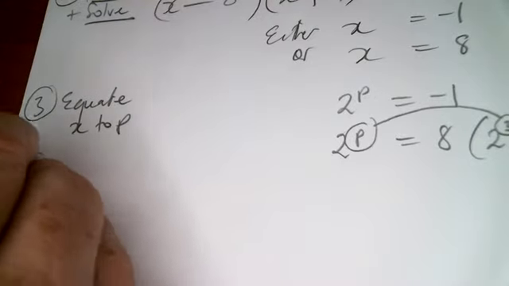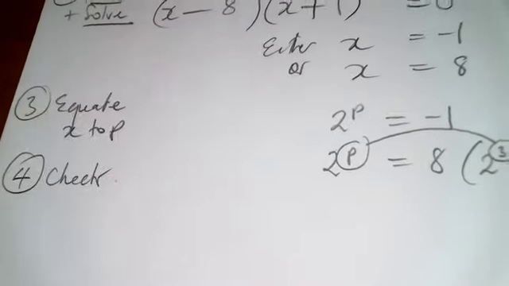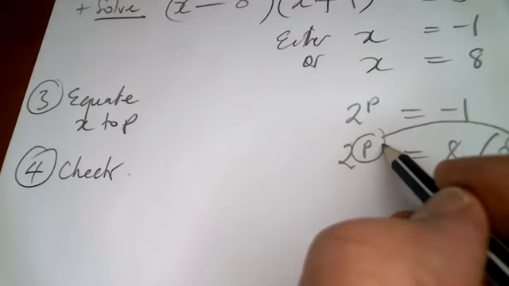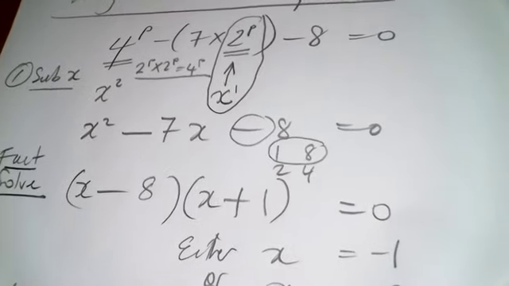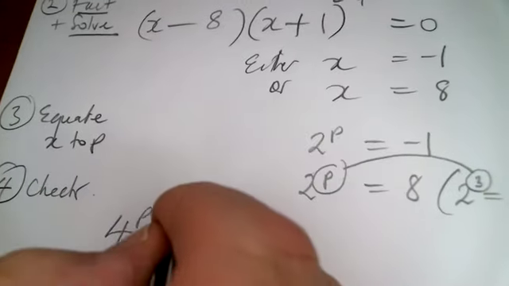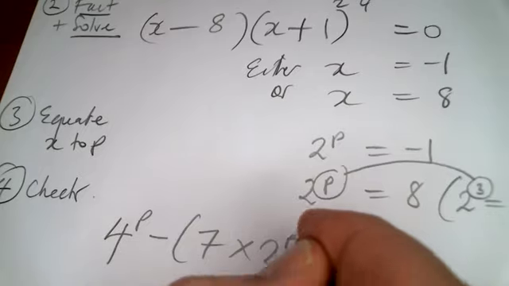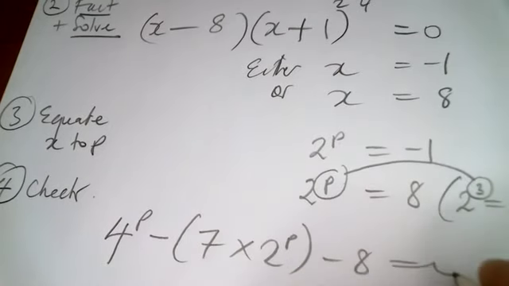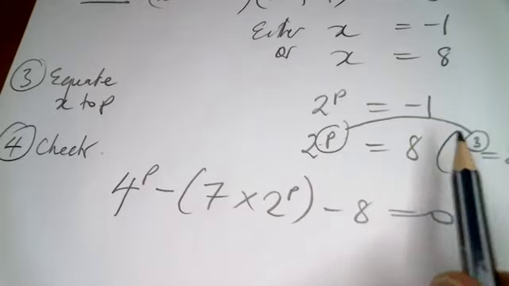When I say could be, notice that was step 3. Step 4 is we're going to check. We're going to check by resubstituting the value of p into the original equation and see if it actually works or not. So here was the original equation. It was 4 to the power of p minus 7 times 2 to the power of p minus 8 was equal to 0. So I'm going to make p equal 3.